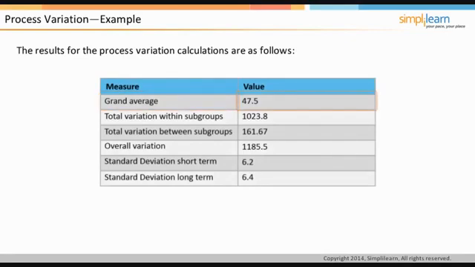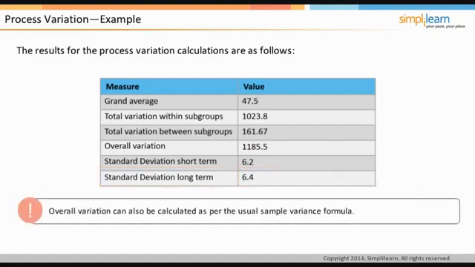The results for the process variation calculations are as follows. The grand average for all 3 weeks is 47.5. The total variation within subgroups is 1023.8. The total variation between subgroups is 161.67. Both these variations are added to give the overall variation of 1,185.5. The short-term standard deviation is 6.2, and the long-term standard deviation is 6.4. Note that the overall variation can also be calculated with the usual sample variance formula.